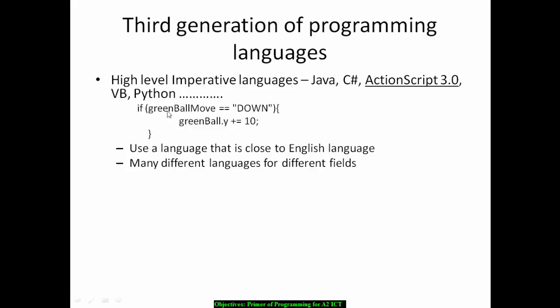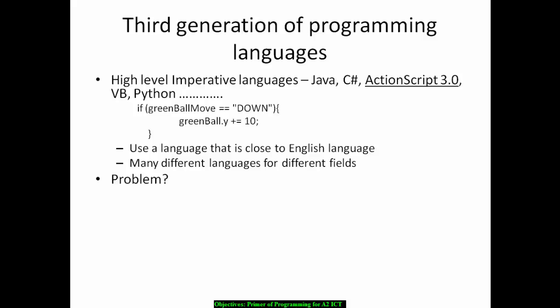If, in brackets, green ball move equals to done, then you move this one by increasing its y coordinate by 10. So you can understand this one is very much like English, structured English. So that's the higher level language. This makes it easier for humans to learn, to remember, and to write programs, so that they can focus on working out a solution instead of remembering the syntax of the programming languages.